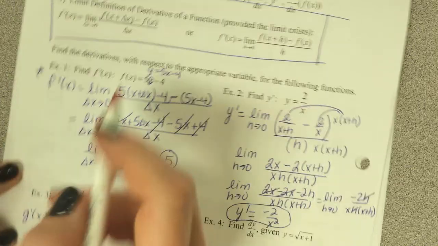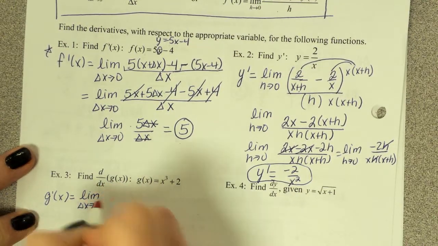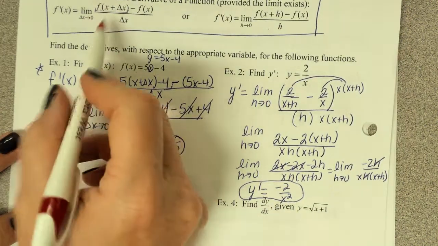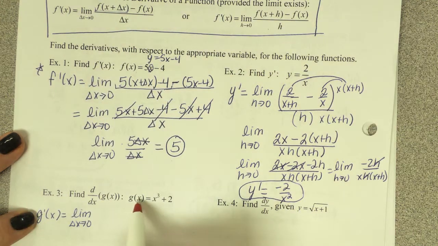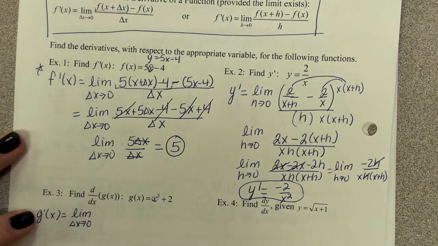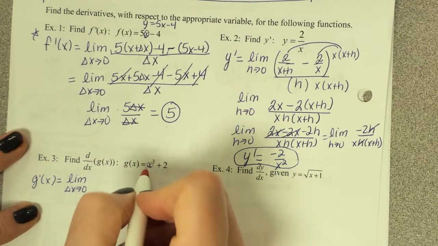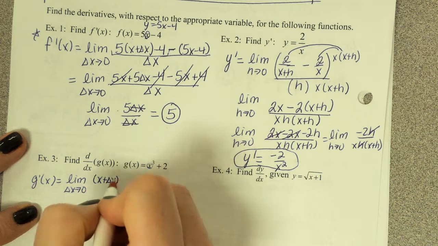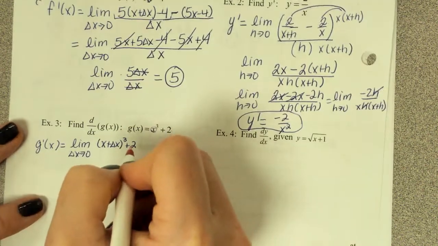So I go up to my formula. It's the limit as delta x approaches 0. Wherever I see an x in my function, I'm doing this right here, f of x plus delta x. Here's my f of x. So in this x function, wherever we see that x, we have to replace that x with x plus delta x. So I'm going to have x plus delta x cubed plus 2. Don't forget the plus 2. People always forget that.